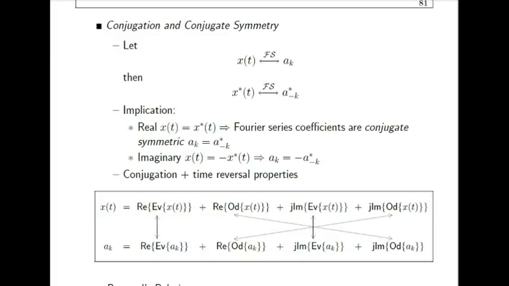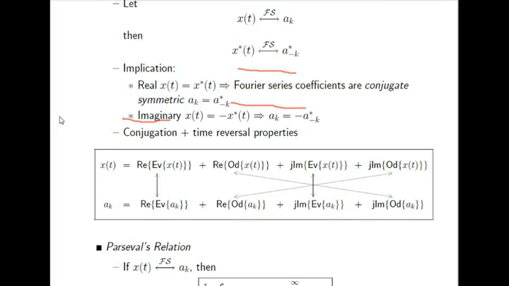and y(t). So now let's see the next property, which is the conjugation and conjugate symmetry property. We are considering the signal x(t) having Fourier series representation a_k, then the conjugate x star of t will have Fourier series representation a star minus k. The implication of this property is that if x(t) is real, then x(t) equals x star of t, which is the conjugate of x(t), and then a_k will be equal to a star minus k. And if it is imaginary, then x(t) will be equal to minus x star of t, then a_k will be equal to minus a star minus k.